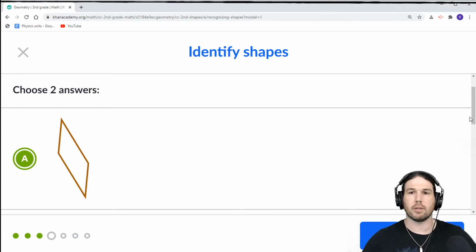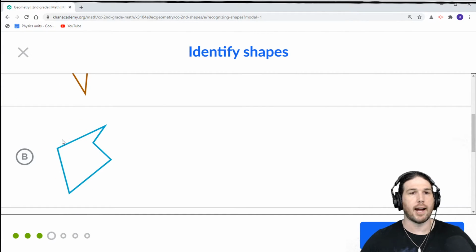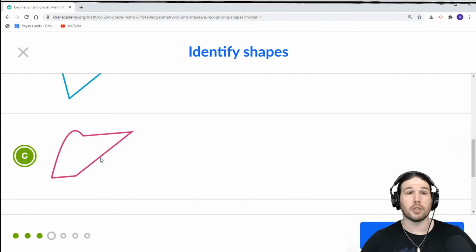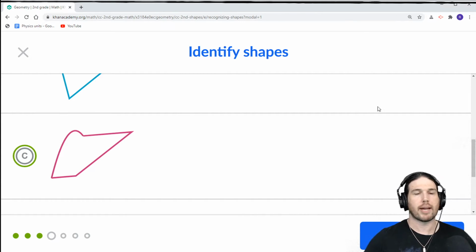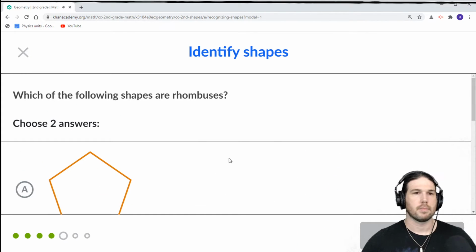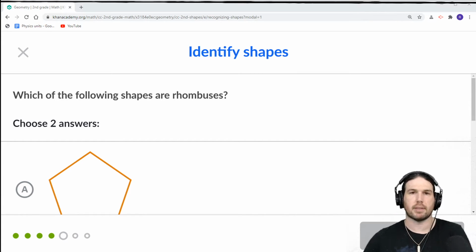A is a quadrilateral. B is not. It has 1, 2, 3, 4, 5 sides. It is a pentagon. C has 1, 2, 3, 4 sides, but one of them is all curvy. It's not a quadrilateral. Got to have four straight sides. Which of the following shapes are rhombuses? Okay, a rhombus.